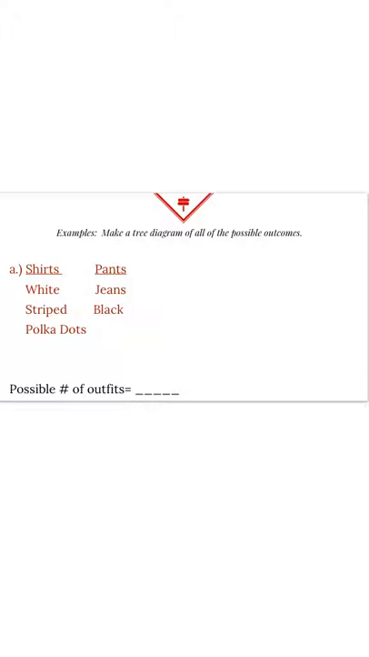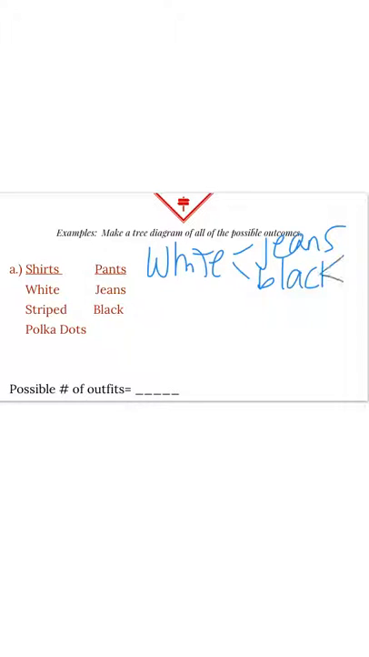Make a tree diagram of all the possible outcomes. In letter A, the possible shirts are white, striped, and polka dots. For pants, there are jeans and black pants. We want to find the possible number of outfits. To make a tree diagram, first we're going to start with white. A white shirt can be paired with jeans and with the black pants.